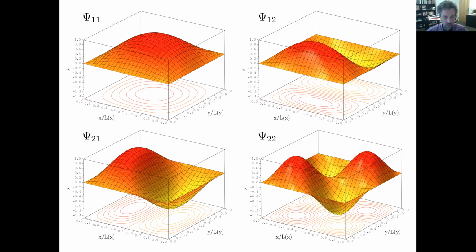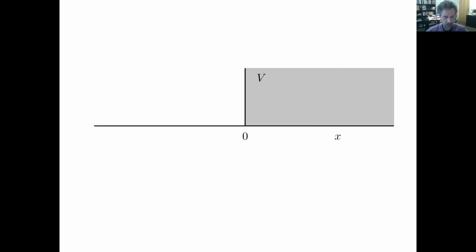So let's move on to this scenario here. We are considering the case where the barrier is only on one side. So we're moving away from the box, and we are considering the case where I have a potential barrier that is basically starting at position 0, let's say, and then moves on to infinity. So it's a semi-infinite potential barrier.